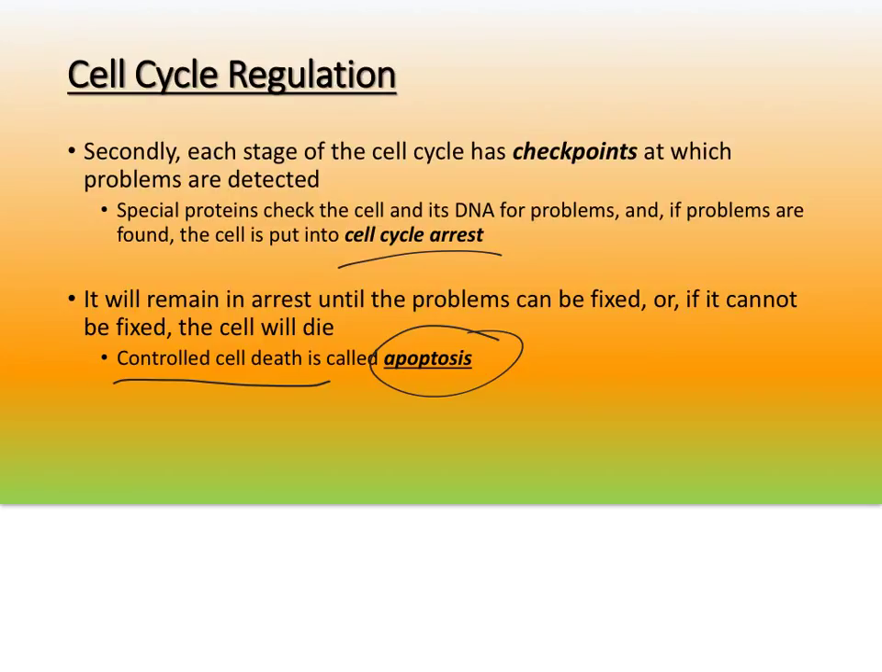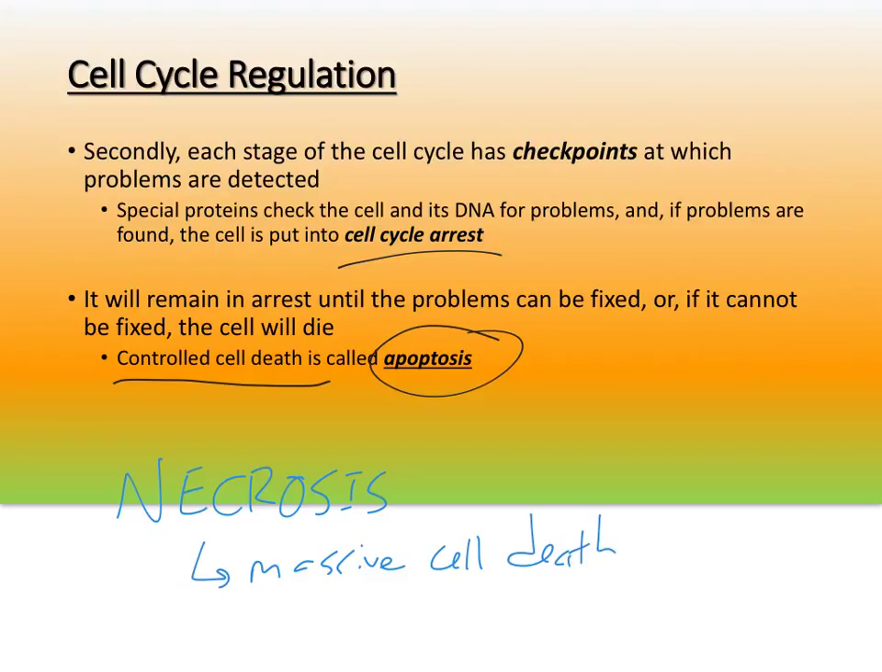Now, I do want you to also know the alternative to apoptosis, which is necrosis. Now, necrosis is massive cell death. You guys could probably give me a couple of reasons why we might see necrosis. The major ones are bacterial infection, like really bad bacterial infection. Another one that sometimes people bring up is toxins, like a spider bite, something like that, can cause just this massive cell death.